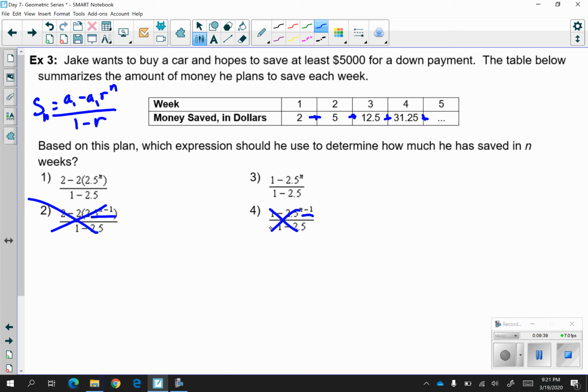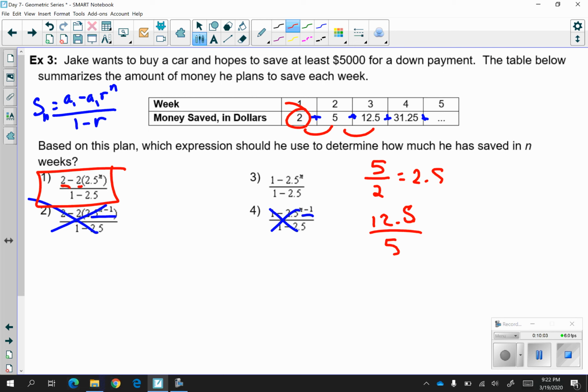Now, all you have to do is figure out the first term, and your first term is $2. So go with the one that has the proper first term of $2, and you're done. You don't even have to figure out that the common ratio is 2.5. But if you wanted to, you would do 5 divided by 2, go backwards, is 2.5. 12.5 divided by 5 would give you 2.5, and that's where they're getting the common ratio from.